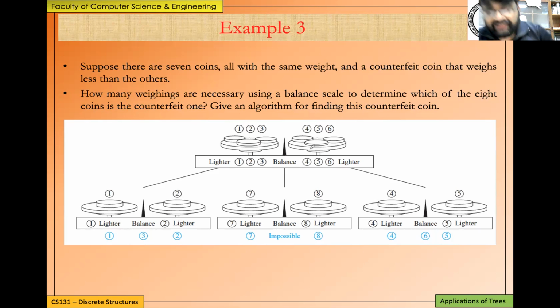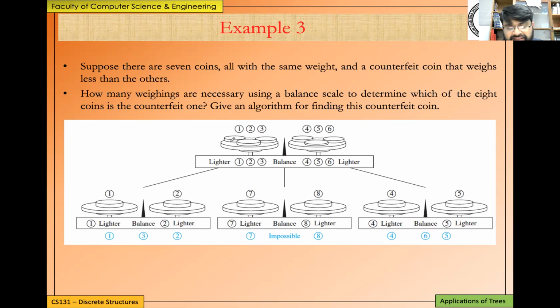They pick up 3 coins, the first 3 coins and the second 3 coins. Remember that the last 2 coins are still not matched, the 7th and 8th one. And what they do is they put them on the two pans, so 3 here and 3 here. And there can be 3 outcomes. One is that 1, 2, 3 is lighter, right? The other is that they are balanced. And finally, the third one is that 4, 5, 6 is the lighter one.